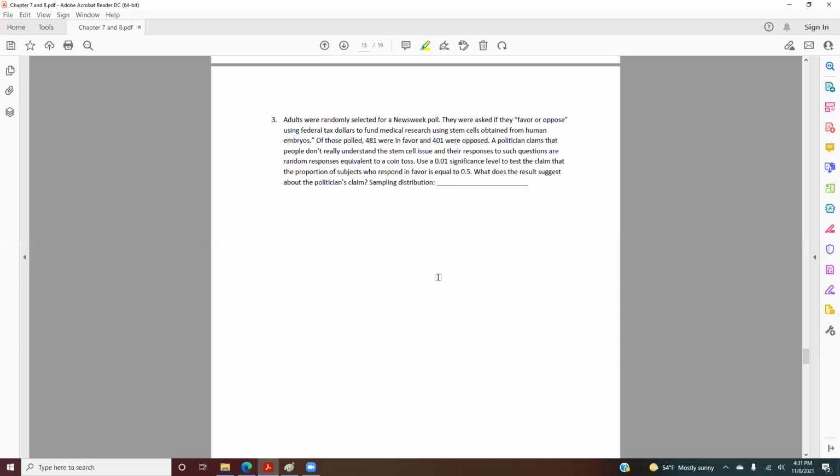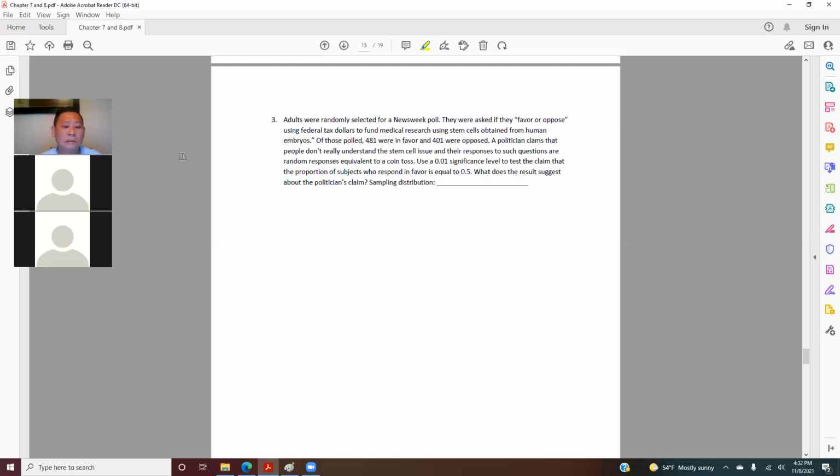"A politician claimed that people don't really understand the stem cell issue, and their responses to such questions are random responses, equivalent to a coin toss." That's not the claim statement. That is the politician's claim. Oh, I think I found it. "Claim that the proportion of subjects who respond in favor is equal to 0.5." So this is the claim statement, yes. Okay, so that is the claim statement.